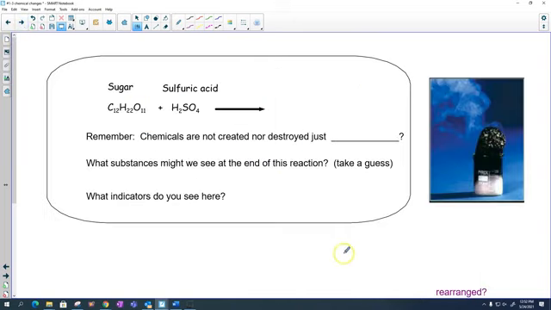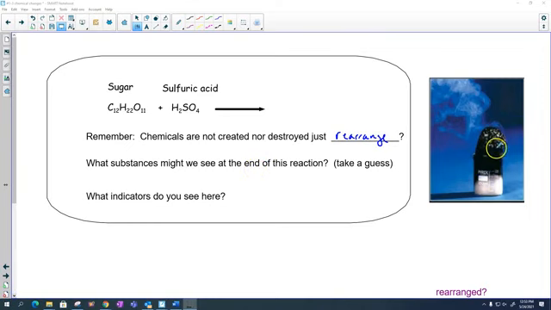All right, another example. Sulfuric acid going into some sugar. We get this chemical reaction occur. Again, it's just a rearrangement. So remember, chemicals are not created or destroyed, just rearranged. And they're going to be rearranged into a couple different things here. All right. With that being said, what do we got here?